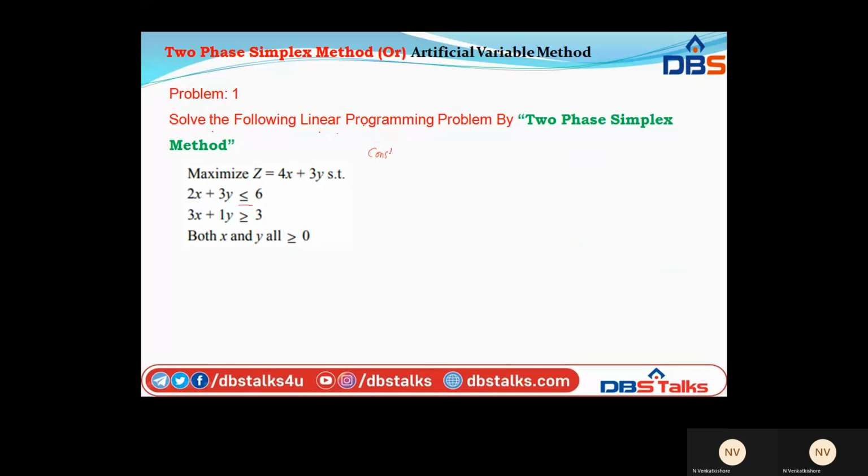Construct an auxiliary LPP by assigning a cost of 0 to all the variables and -1 to the artificial variable.